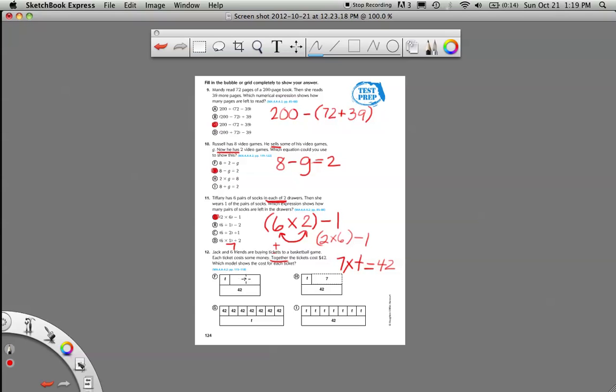Nope, here I just see 1 T and 7. Here's 1 T and taking away 7. Here's 7 boxes, but that's saying they cost $42 each ticket, and we want them to add up to $42 in total. So this one has 1, 2, 3, 4, 5, 6, 7. Yep, there's my 7 T's. And then all those 7 T's equal 42. So it matches my math words.